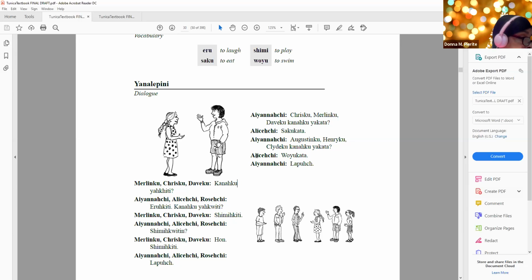Okay. And then Ayana says at the end, finishing the conversation, lapuch. It is a good thing. Yes, it's a good thing, lapuch.